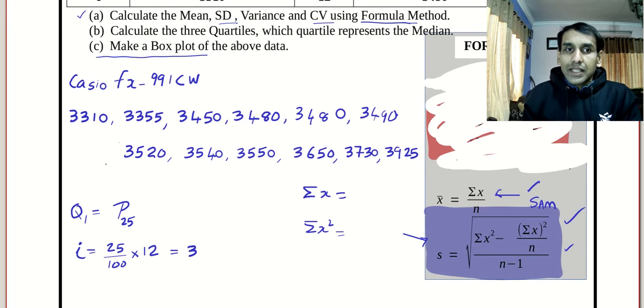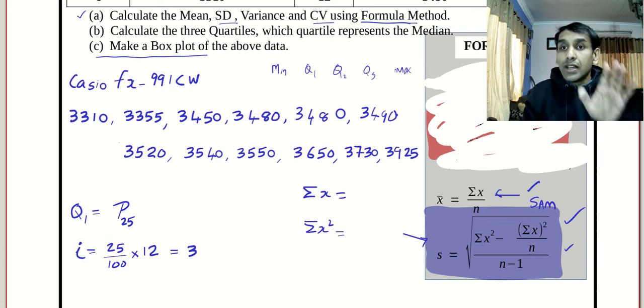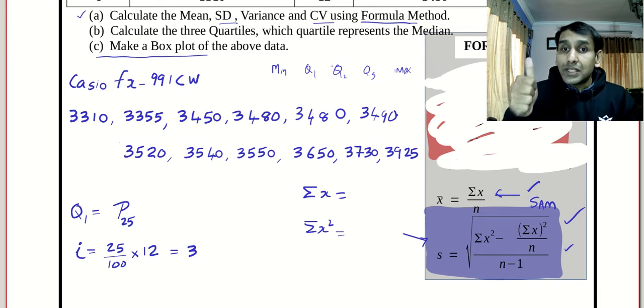Now look at this. To make the box plot, we need 5 numbers: minimum value, quartile 1, quartile 2, quartile 3, maximum value. This is called the 5-number summary of the data. That means using just 5 numbers, we are able to give a rough analysis of the data. And the minimum value is already known.